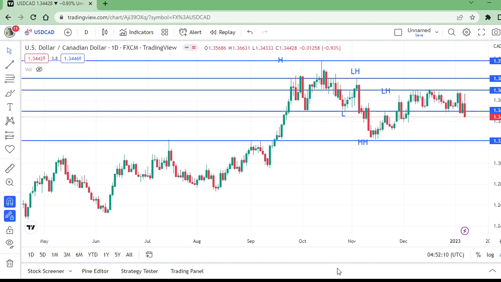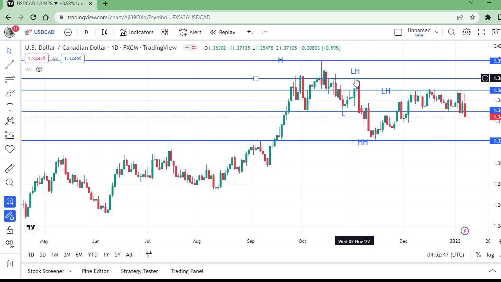This is the chart of USDCAD. USDCAD went for this high and after this high came down for this low. From this low it went up to this lower high. Here in this analysis I am not giving numbers to lower highs and higher highs, but just mentioning them. This was the high of the market and this was the low of the market.